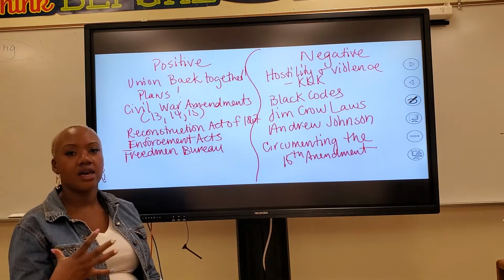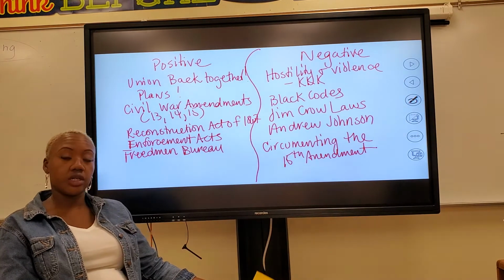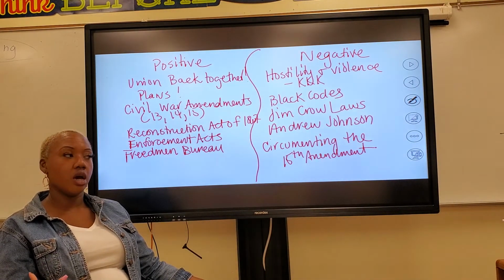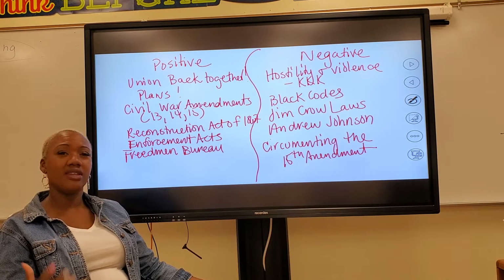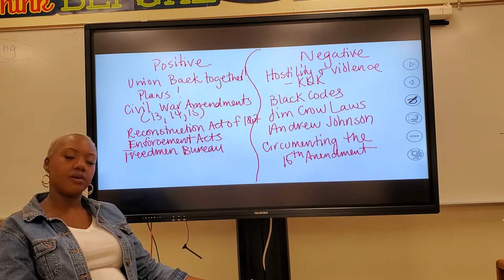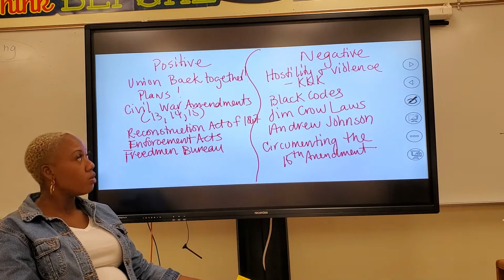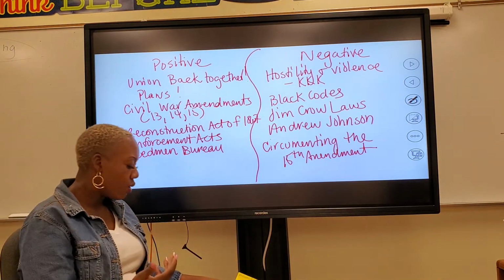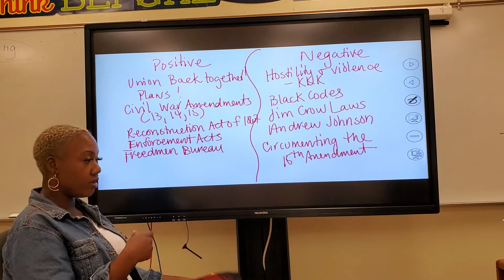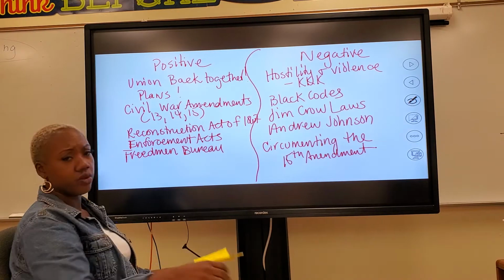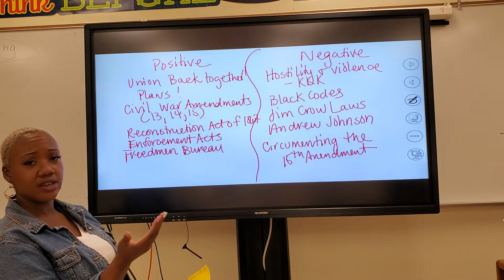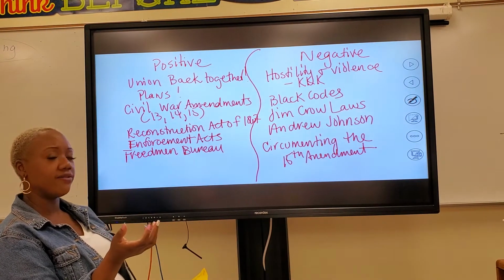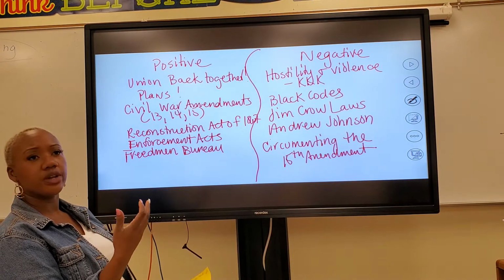The way that I usually go over Reconstruction, and the way I hope students digested this topic when I went over it with them in class, was to look at it from a positive and negative aspect. So what were some positives surrounding Reconstruction? Well, like I said before, the Union is back together. It's like having a husband and wife, and they've been separated for 2 years.